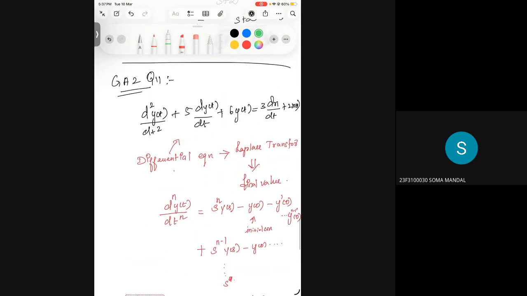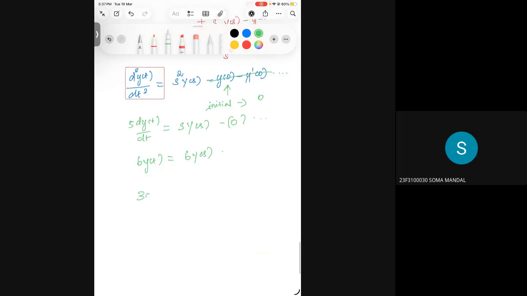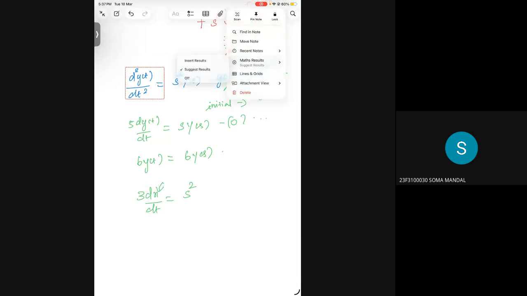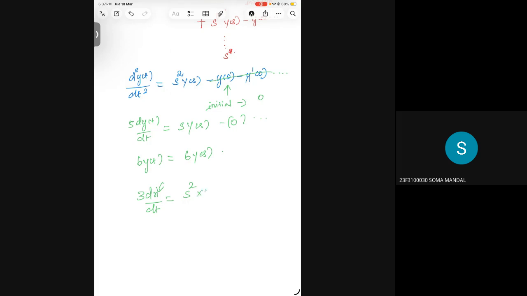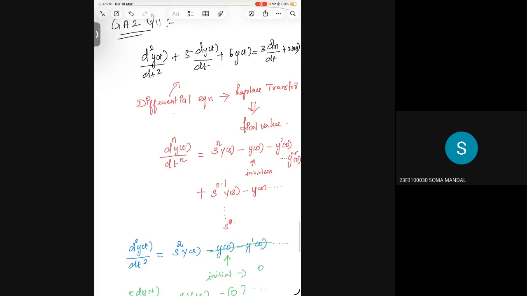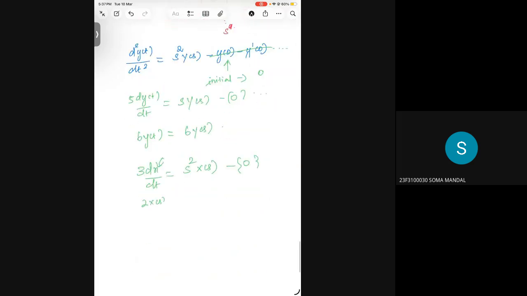That's it. The right hand side is 3 dx/dt. This will be again s², but please be careful whatever variables you are using. Since it is x, this will be s² into x(s). By mistake, if you put y(s), the entire problem will be wrong. Rest of the things are 0. All the initial conditions are 0. Then 2x(t) will be 2 into just x(s). So this is the output side and this side is the input side.